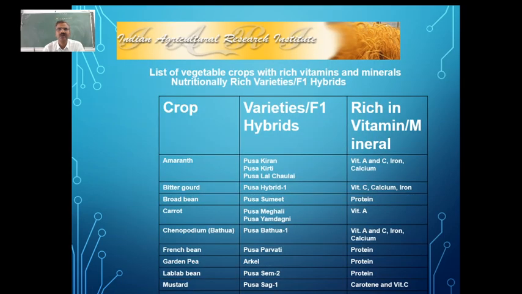We can have a look at the list of varieties of crop plants which have been biofortified by the Indian Agricultural Research Institute, that is IARI. We are having so many things. You can see Pusa is the name given for most of the things because of the location. So bitter gourd, Pusa Hybrid 1, rich in vitamin C, calcium, iron, like that. So this is about the biofortification which is there.